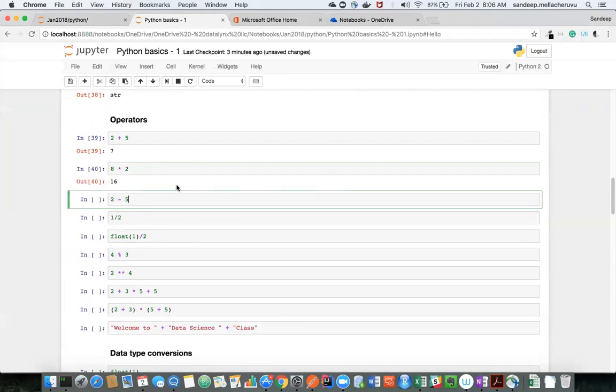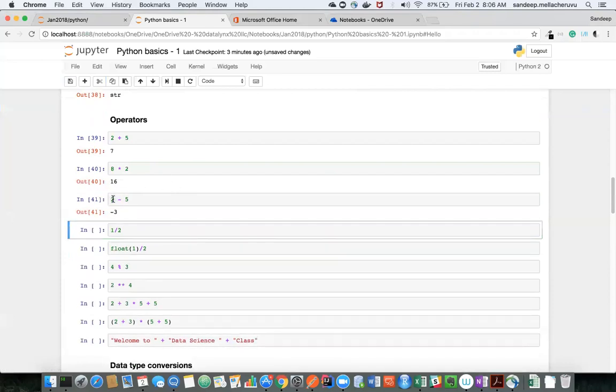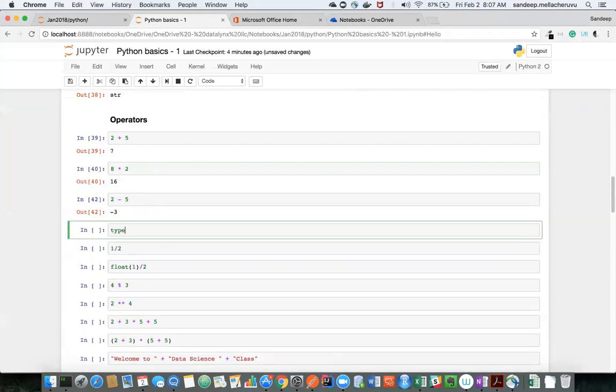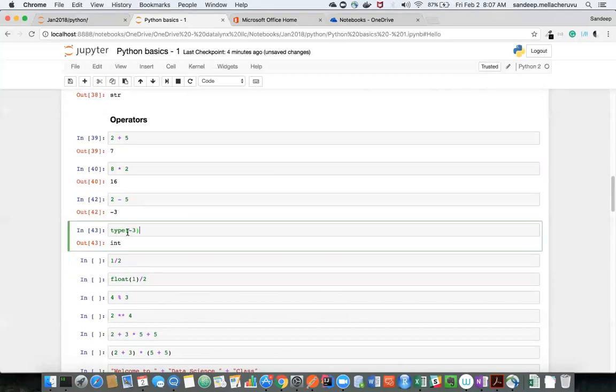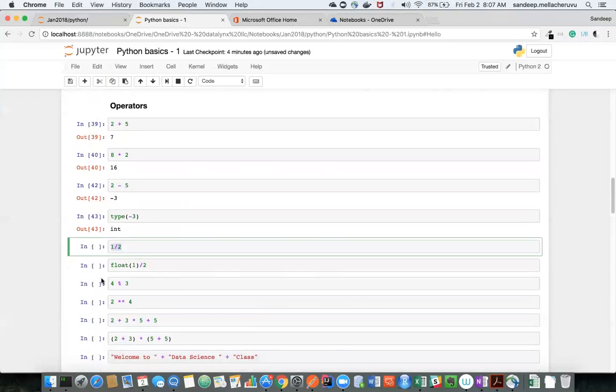2 minus 5 will become minus 3. Now mind you, minus 3, which type is it? Minus 3 is still an integer. Anytime you don't see a decimal point, you can safely assume that it is an integer data type. Now there is a division operator finally. This division operator is a little bit tricky. Generally 1 by 2, you can still use the spaces at both the places, I mean before and after.